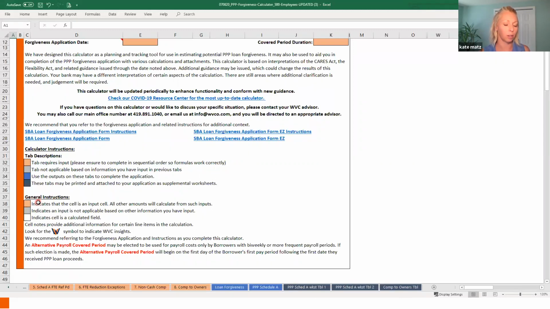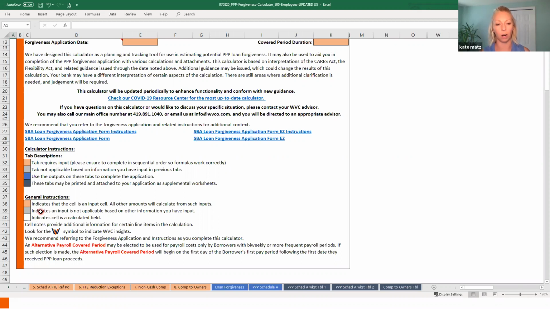This next section is the color coding for the cells within the tabs. It follows along with the same sort of methodology. Salmon colored cells require an input from you, or at least the thought of, do I need to put something in here? Gray means that it's not applicable. You don't need to fill out anything there based off of other information that you have input. And then white cells are calculated fields. So you'll only be able to change the cells that are that salmon color.